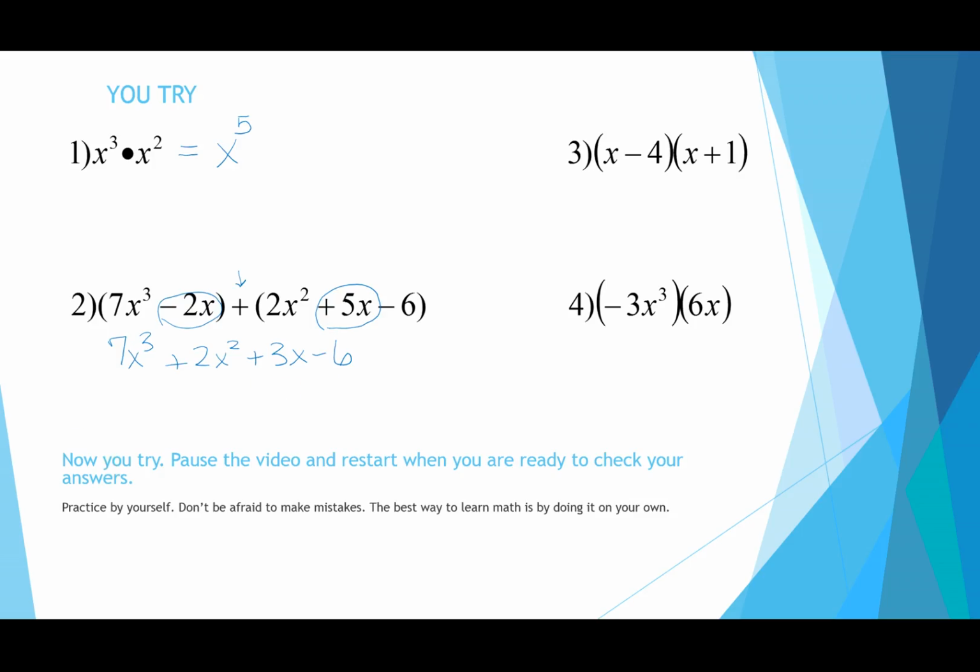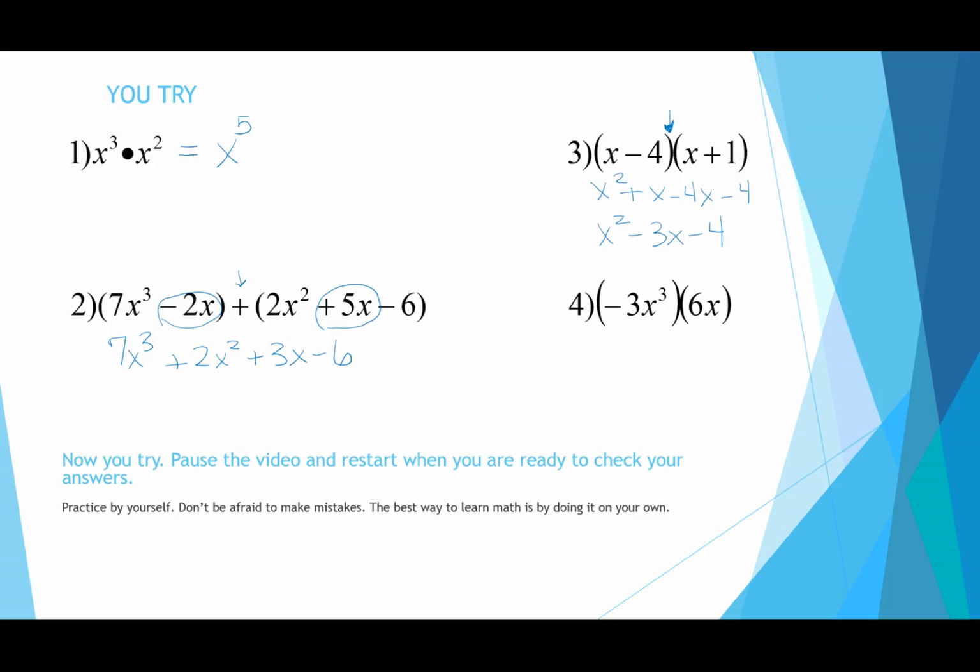number 2. For number 3, hopefully you noticed there was no symbol in between here, so that means you should have multiplied. If you've done your distributing correctly, you would have gotten x squared plus x minus 4x minus 4. And then when you combined your like terms, you should have gotten x squared minus 3x minus 4.